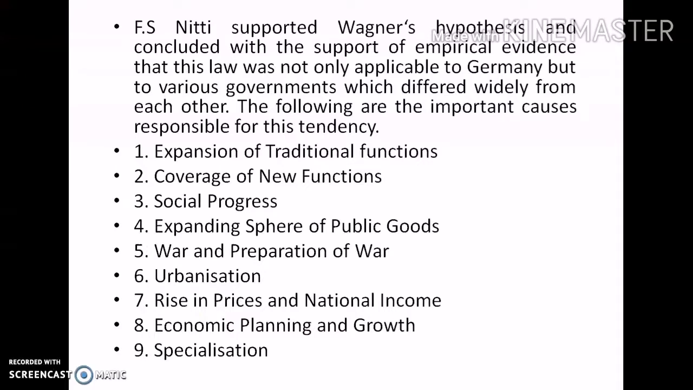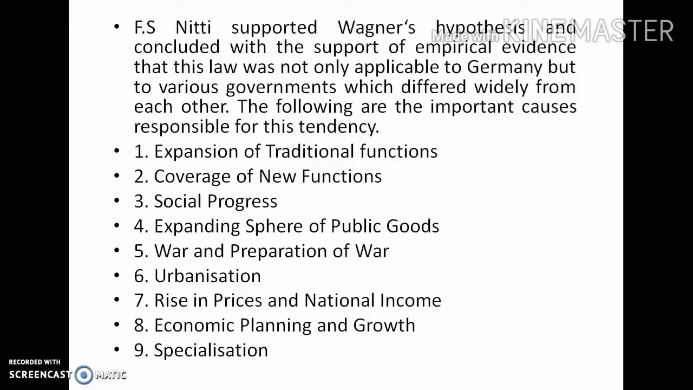F. Nitti, an Italian economist, also supported Wagner's hypothesis and concluded with the support of empirical evidence that this law was not only applicable to Germany but to various governments which differed widely from each other. The following are the important causes responsible for this tendency.